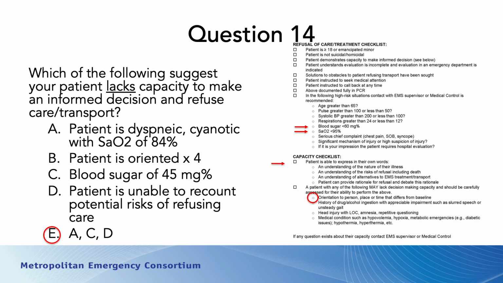The fact that the patient is oriented times 4 suggests they have capacity, but I think you need more than just that criterion to say they have capacity to refuse. But all the other items, to me, support the determination that they don't have the capacity to understand risks and to make an informed decision.